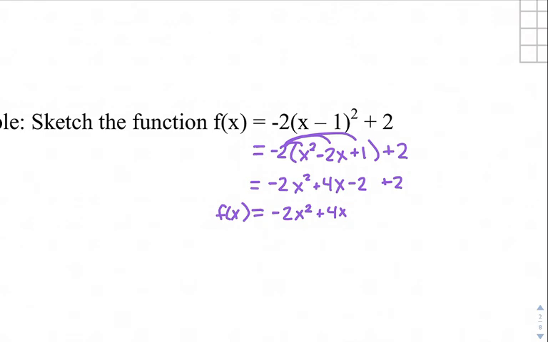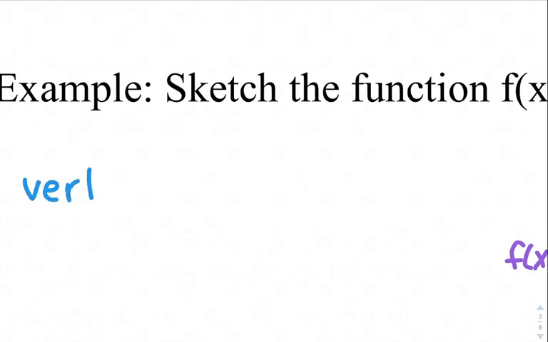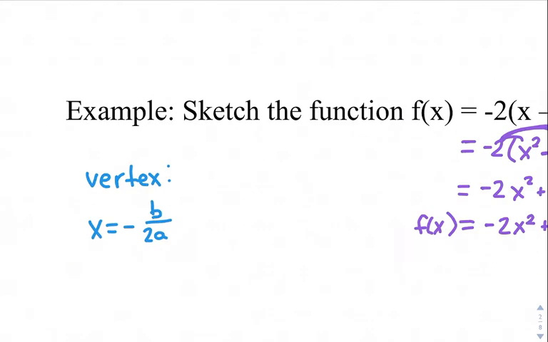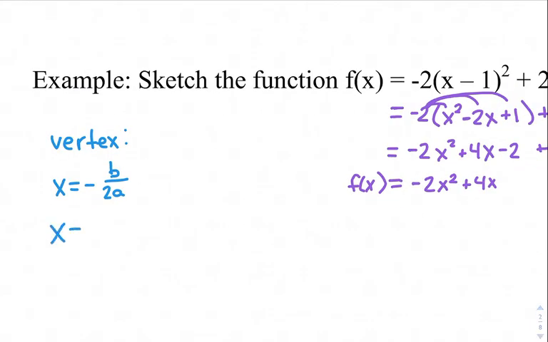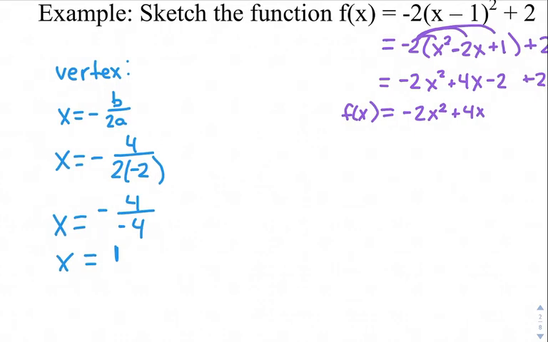So in order to sketch a function, I need to know my intercepts and I need to know my vertex. So we're going to do exactly what we just did before, but this time we're going to sketch it instead of graphing it on a coordinate plane. So to find my vertex, we use that formula again. x equals negative b over 2a. So here my b is 4 and my a is negative 2. So I get negative 4 over negative 4. Well, negative 4 divided by negative 4 is just 1. So the x coordinate would be 1.